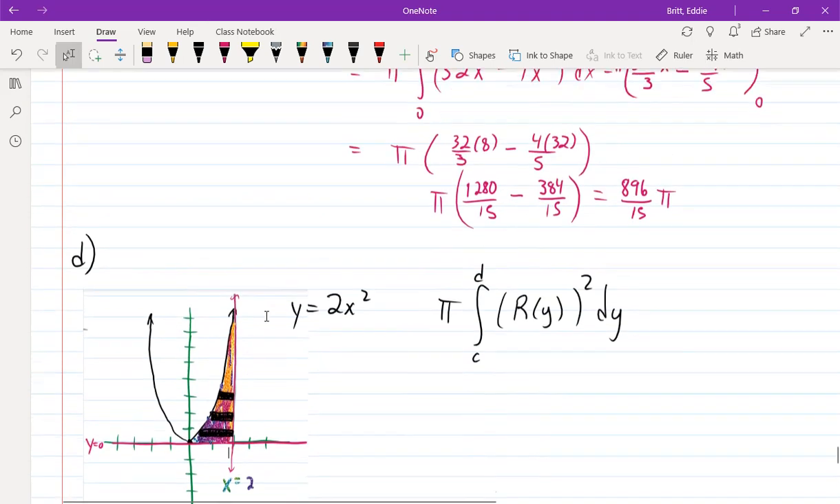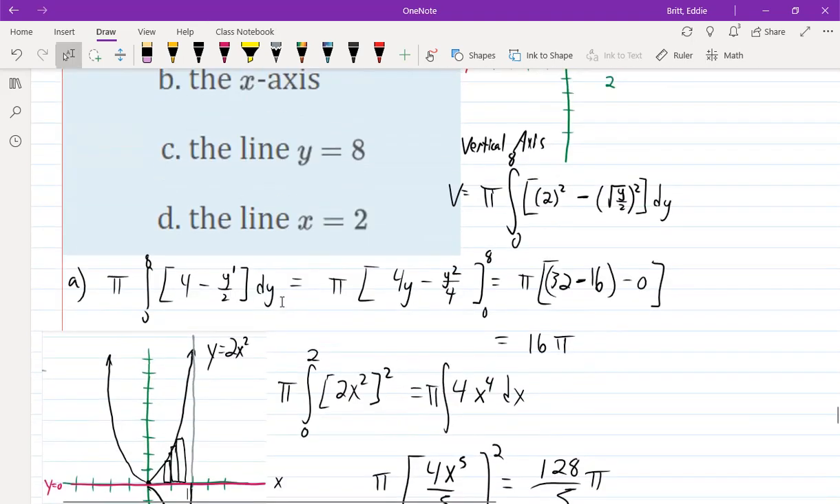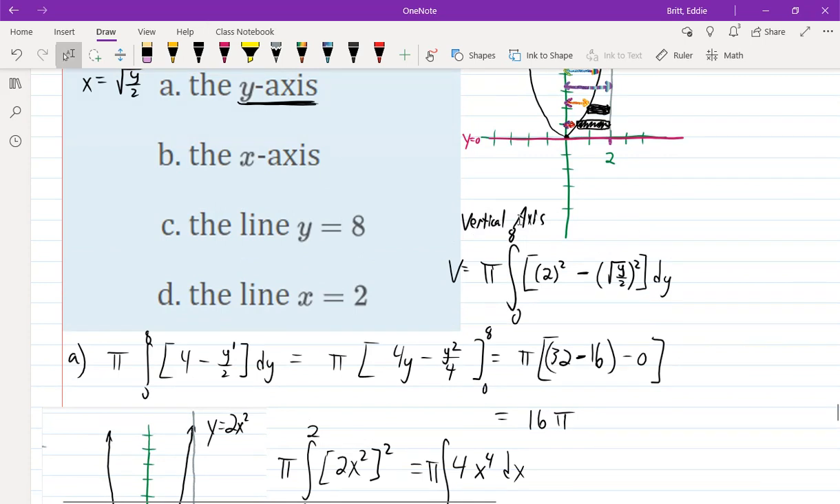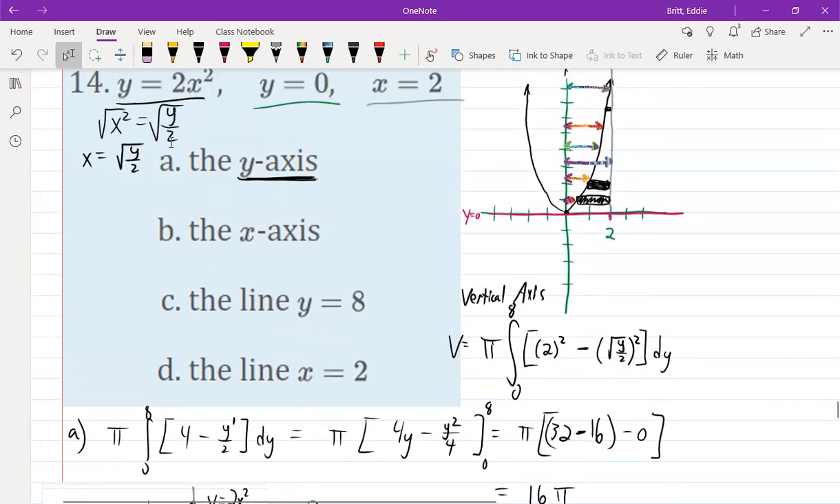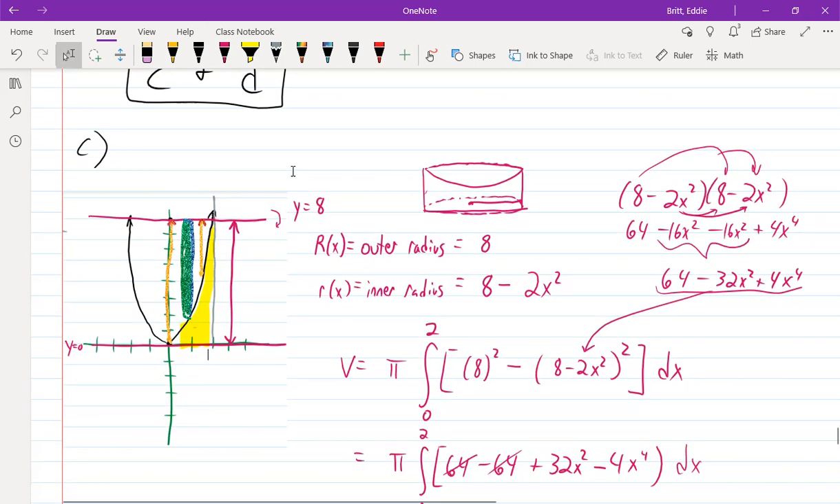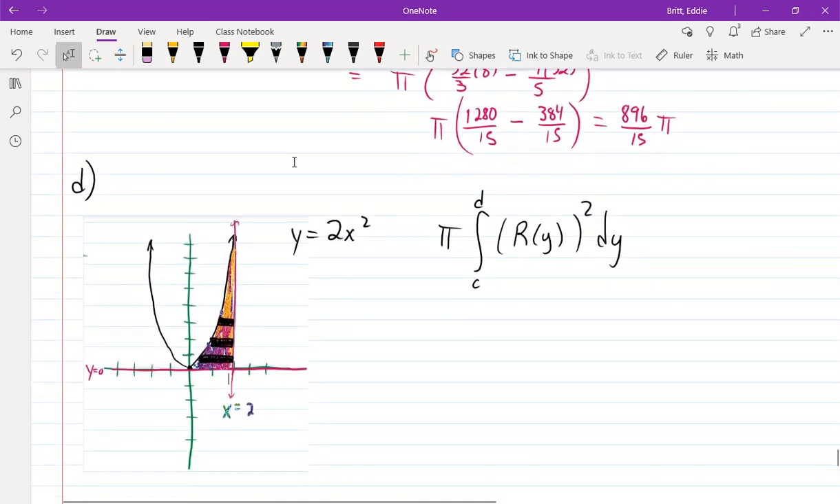So every time we have a vertical axis of revolution, we want x equals. We did that up here, I think in this problem, where we had our vertical axis, the y-axis, on part A. We changed over to x equals. And it's real easy to change over, right? You just divide both sides by 2, so you'll have x squared equals y over 2, and then take the square root of both sides.